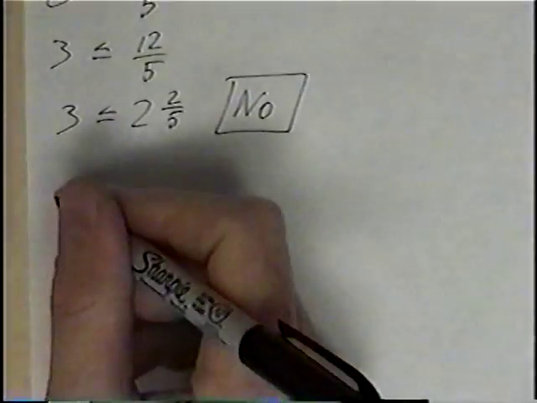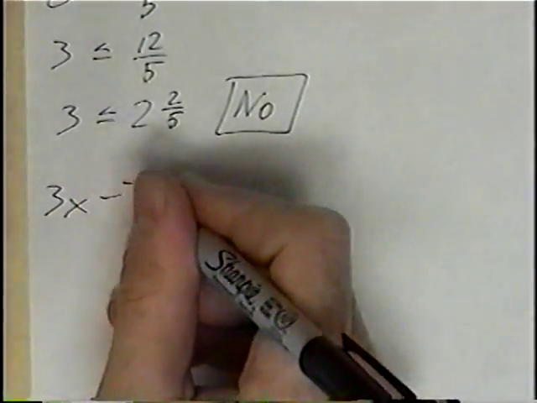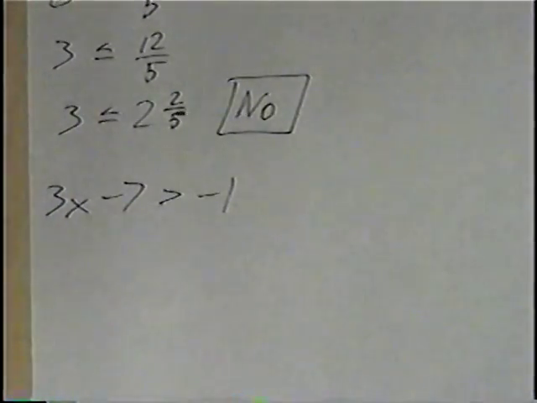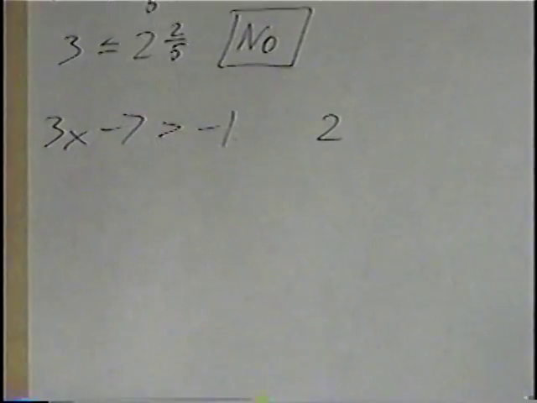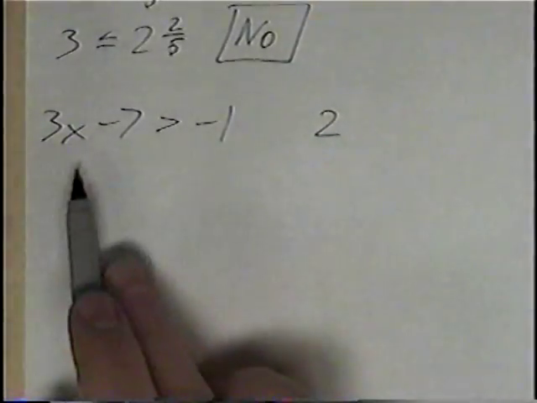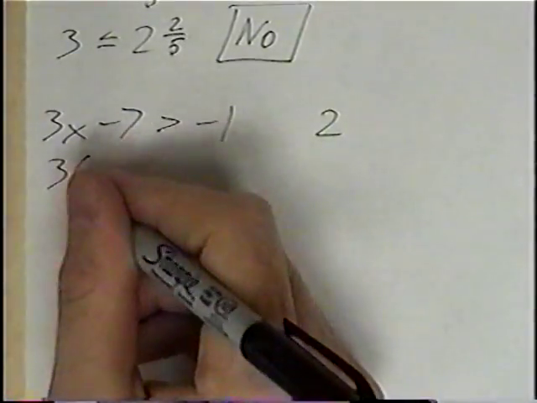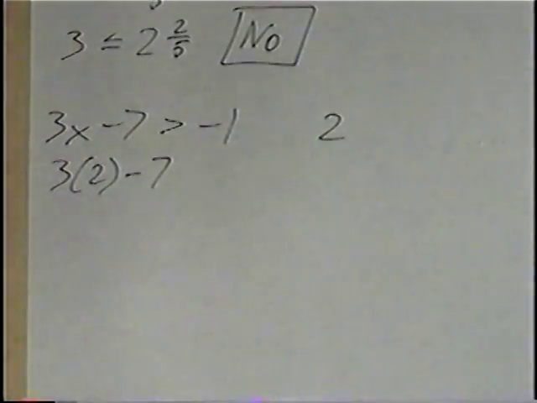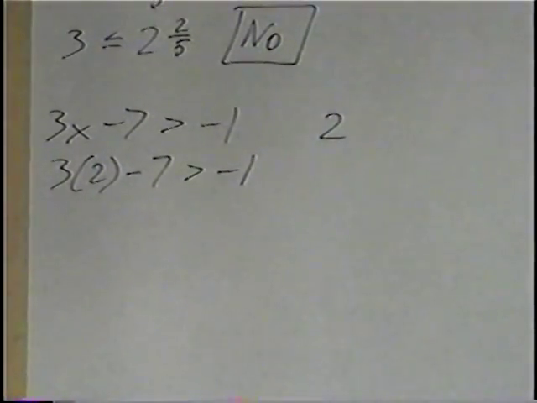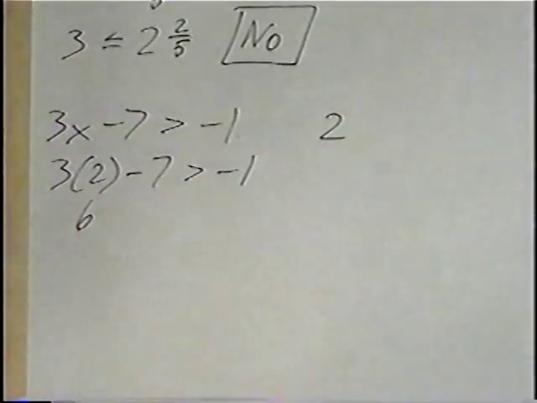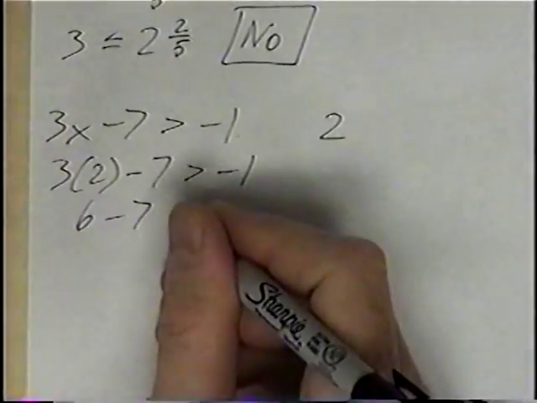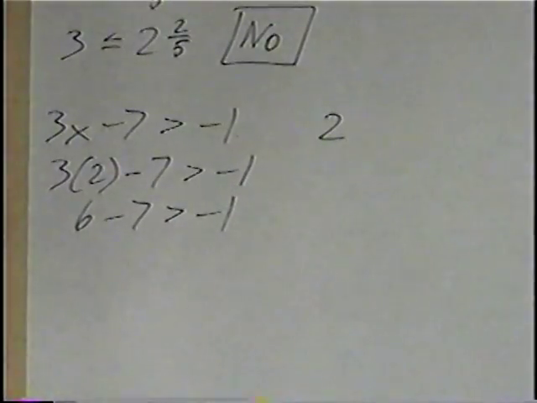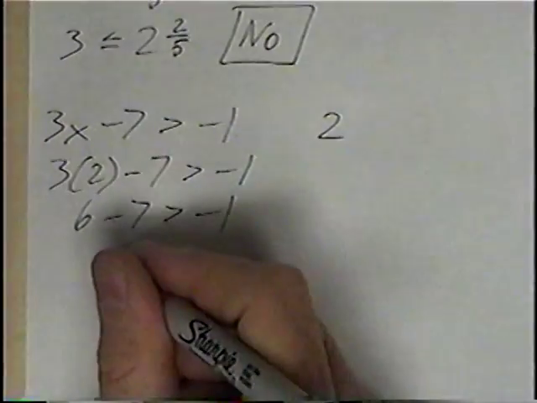Last problem for the section. 3x minus 7 is greater than -1. And the number for this problem is 2. Again, take the number, plug it in for the variable. So 3x would be 3 times 2, minus 7 is greater than -1. Multiplying, multiply before we subtract. 3 times 2 would be 6. 6 minus 7 is greater than -1. 6 minus 7 would be -1.